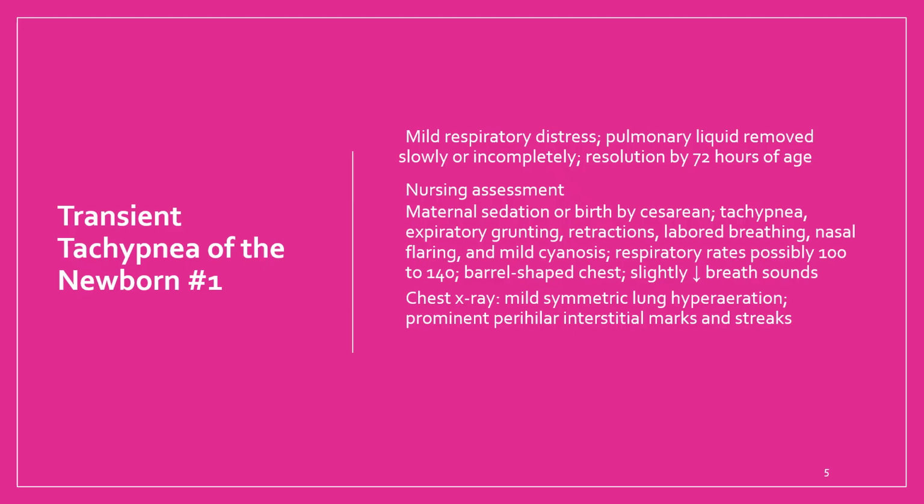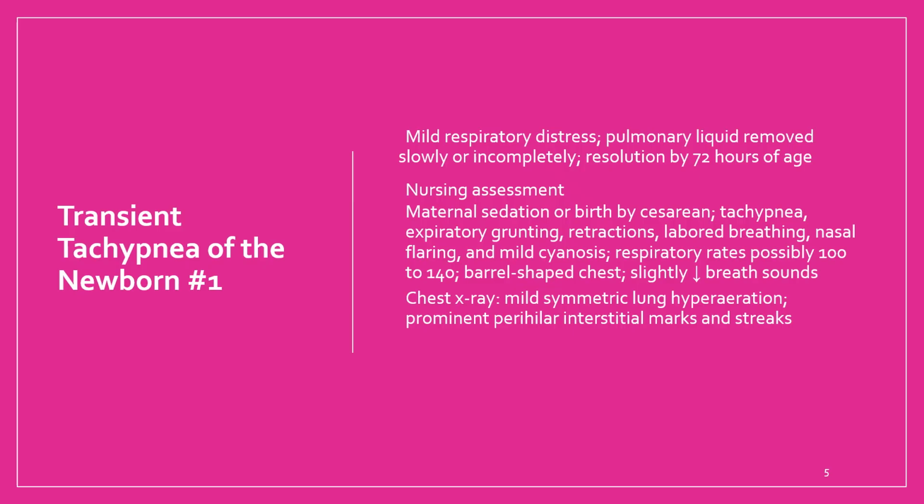Remember, chest retractions and nasal flaring and use of accessory muscles are main symptoms of breathing difficulty in a child. And sometimes mild cyanosis, respiratory rates possibly 100 to 140 in this case. Barrel-shaped chest, because the anterior posterior diameter of the chest is changed because of the breathing difficulty, same like in COPD patients. Slightly decreased breath sounds. Chest X-ray shows mild systemic lung hyperaeration. That means too much aeration into the lung fields.